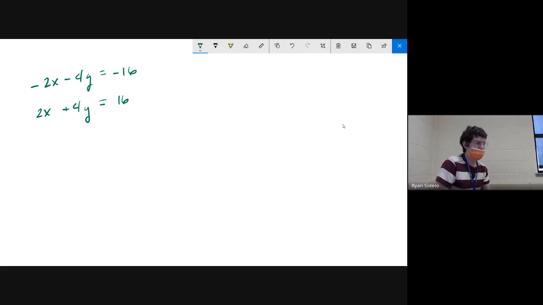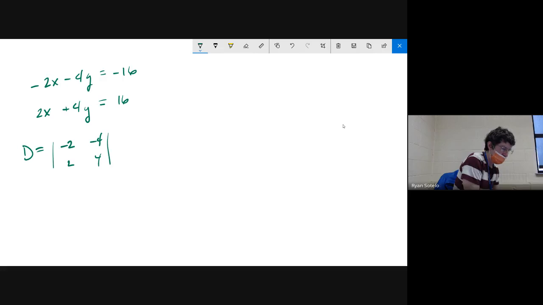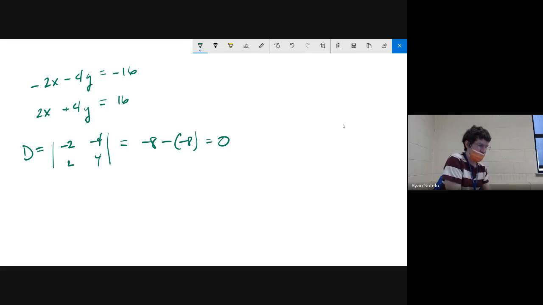So that one, I'm kind of curious how this is going to break down. I don't remember doing these with Cramer's rule when you have infinitely many solutions, so I'd like to see what happens. So the coefficient matrix is -2 and 2, -4 and 4. Let's see what that gives me. I get -8 minus a -8, so 0. So I got 0 again. So how would I know that this has infinitely many solutions instead of no solutions?